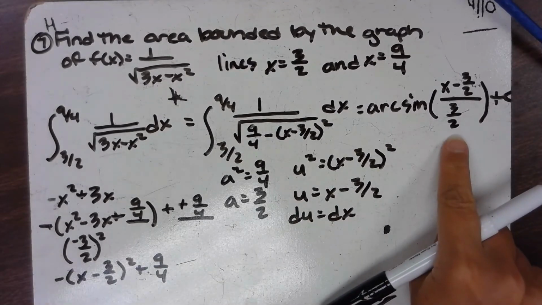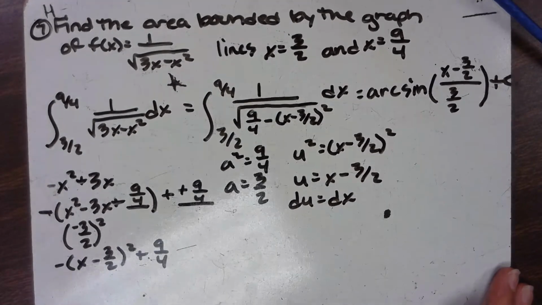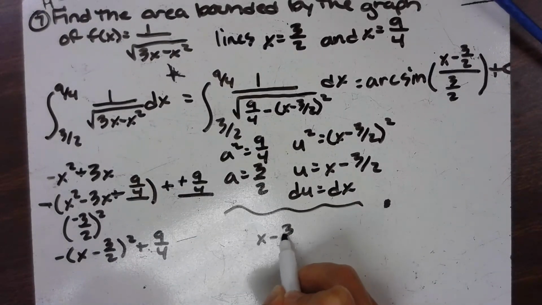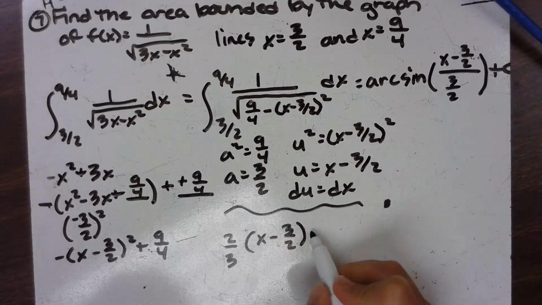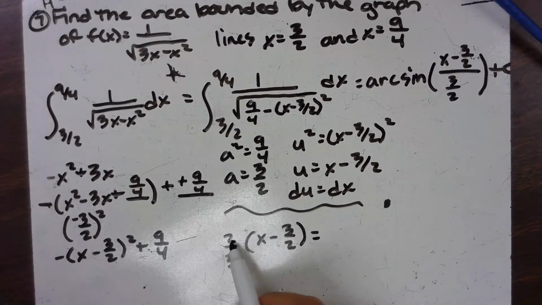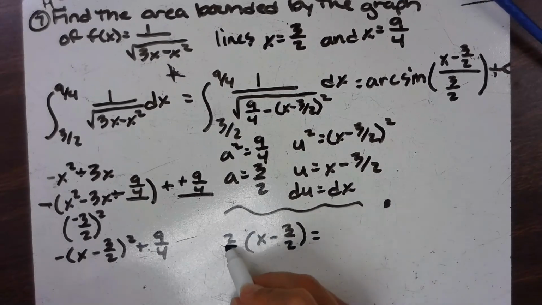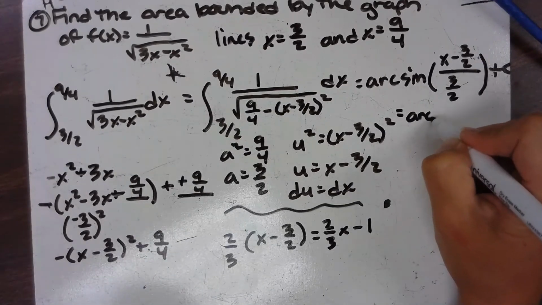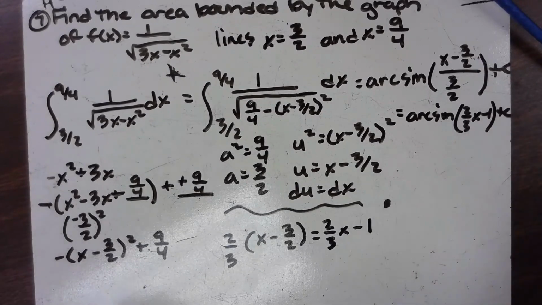Now, I'm going to tell you, if it was multiple choice, you can't leave it like that. Otherwise, you honestly could. So you need to come and just simplify that. Really what's happening is you're taking this x minus 3 halves. If you're dividing by 3 halves, you're multiplying by 2/3. And when I distribute, it's 2/3 x minus 1. So if you really want to rewrite it, it's arc sine of 2/3 x minus 1 plus c.